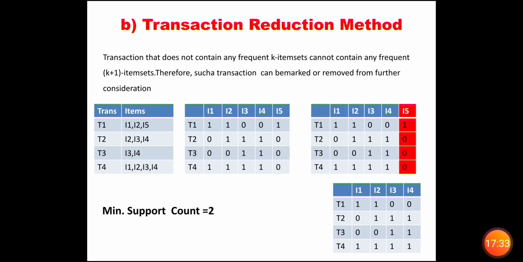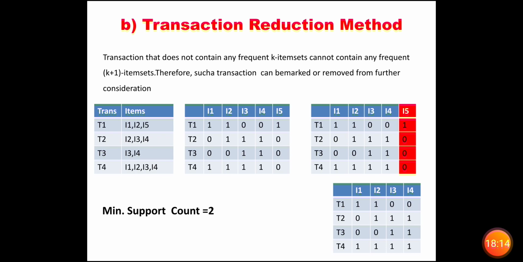Here we can take the base table of transactions. The first table is the base table. In the base table we have a number of transactions. For each and every transaction we have an ID: T1, T2, T3, T4. These are all transaction IDs. For each transaction ID we have an item set. For example, for T1 we have I1, I2, I5. T2 we have I2, I3, I4. T3 we have I3, I4. T4 we have I1, I2, I3, I4. Like that, all the transactions have different item sets.